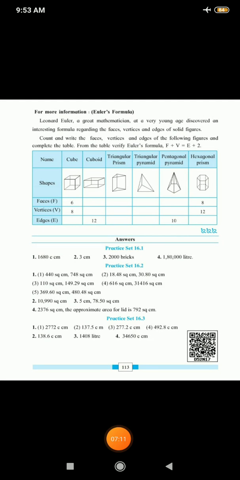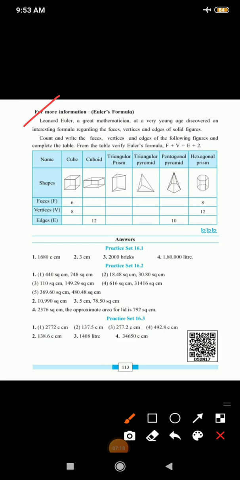Now let us go to the next page. You can take your pencil in your hand and fill in these boxes as I tell you. Before that, let us see what is Euler's formula. Leonhard Euler, a great mathematician, at a very young age discovered an interesting formula regarding the faces, vertices and edges of a solid figure. Now count and write the faces, vertices and edges of the following figures and complete the table. From the table, verify Euler's formula, that is faces F plus vertices V is equal to edges E plus 2. You have learned this in standard 6. You had some other different figures, but you have learned it in standard 6. So names of the figures are given, and faces F, vertices V and edges E.